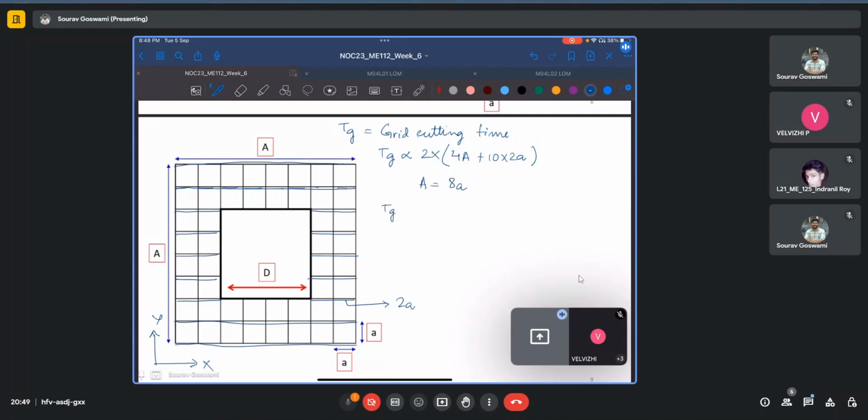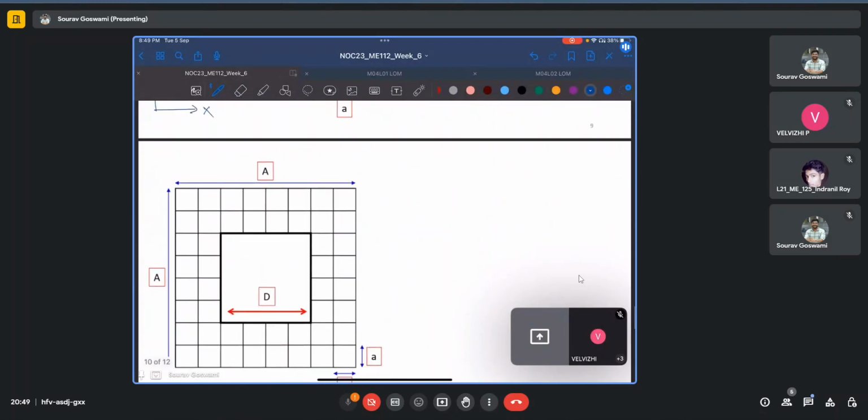Thus, we can have some constant of proportionality k into 2 times 4a plus 10 times 2a, so 28. So this is 2k times 4 into now capital A is equal to 8a plus 20. So this is 2k times 52a or 104a times some proportionality constant.